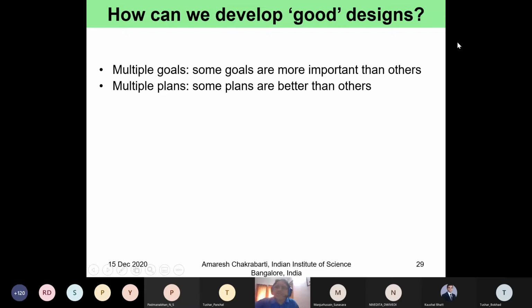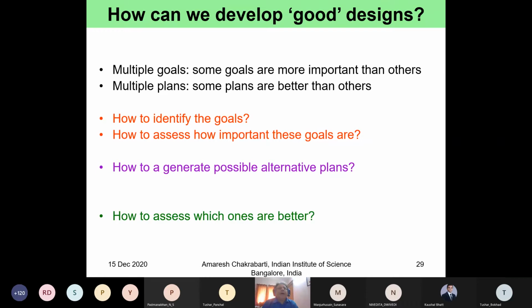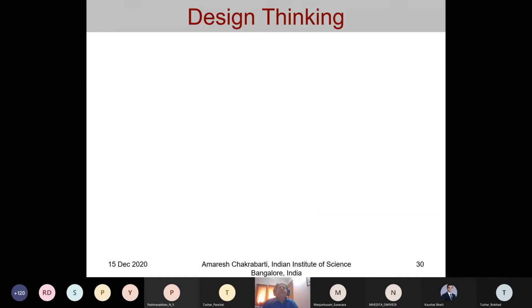So the question is, how do you figure this out? How do you figure out, for example, what the goals are? How do you figure out which goals are more important? How do you figure out what are the possible alternative plans? How do you assess which of these possible alternative plans are better? And how do you then modify these plans so that they become better? So this is what design thinking really is.